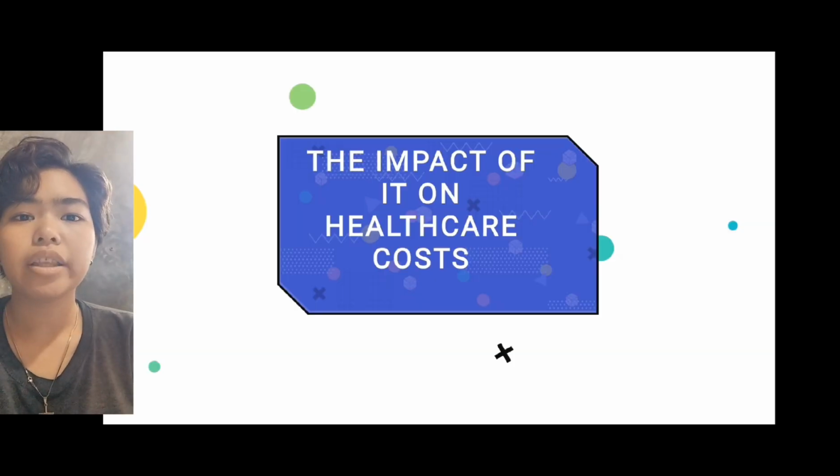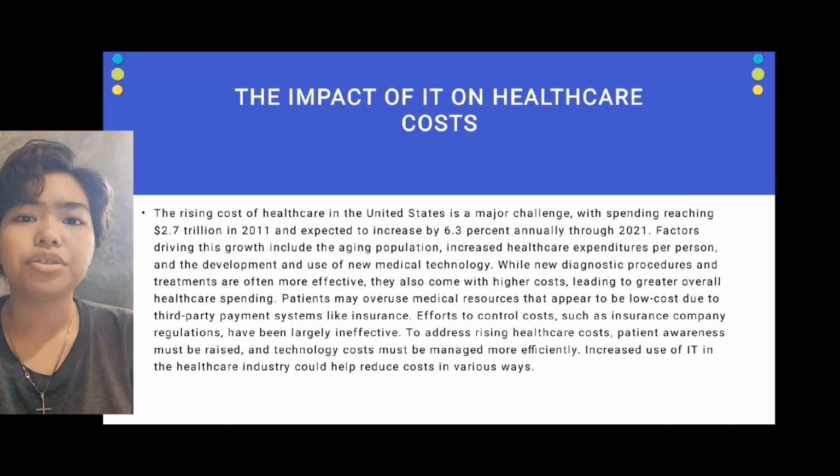The impact of IT on healthcare costs. The rising cost of healthcare in the United States is a major challenge, with spending reaching $2.7 trillion in 2011, expected to increase by 6.3% annually through 2021.